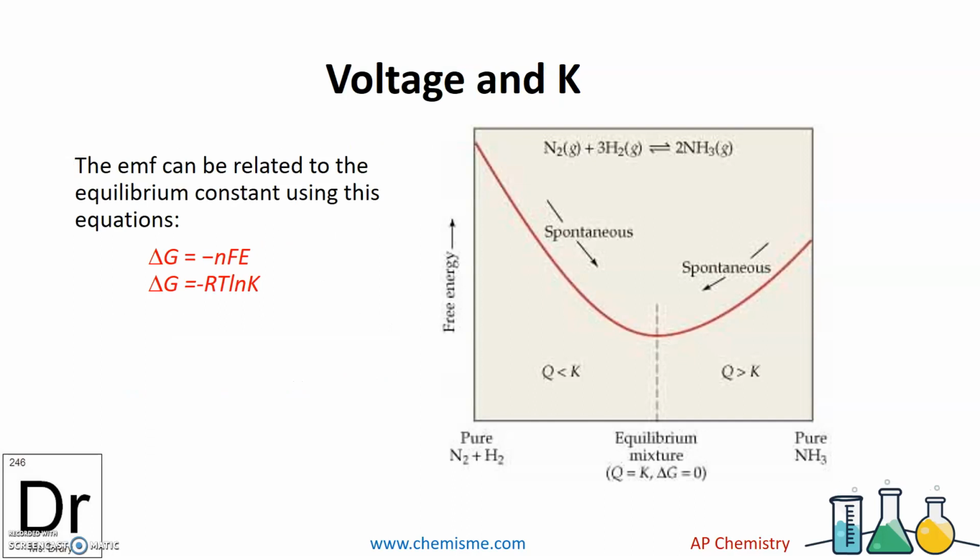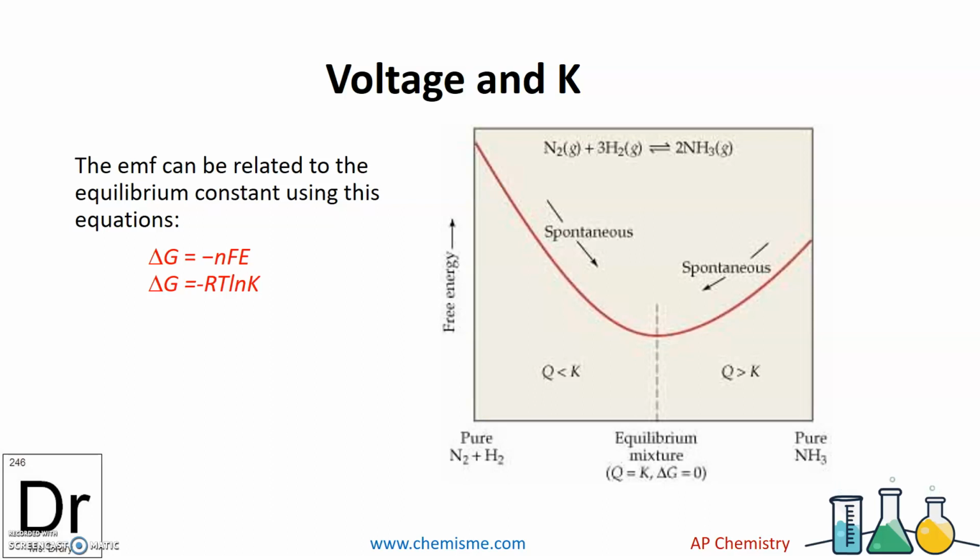So the electromotive force or voltage can be related to the equilibrium constant using both equations. Once you know your Gibbs free energy from negative NFE, you can calculate your K from delta G equals negative RT ln K from the last videos, the last unit.